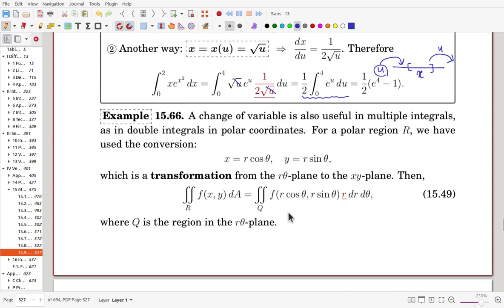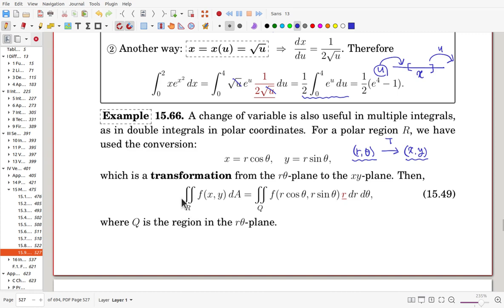See this example. The change of variable is also useful in multiple integrals, as in double integrals in polar coordinates. For polar region R, we have used the conversion formula, and x and y are expressed in this way. That means that for given x and y, r and theta are defined. So that is basically the transformation. r and theta are the variables in the pre-domain, and xy is the domain we are dealing with. So that is exactly one example of using pre-domain variables.